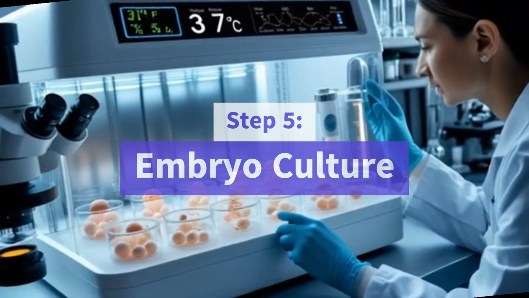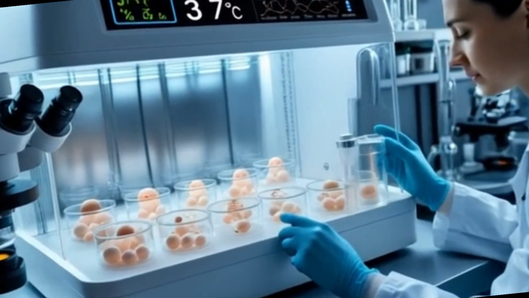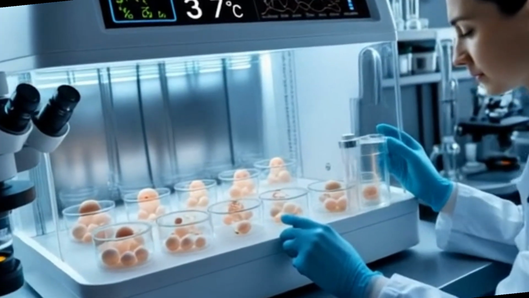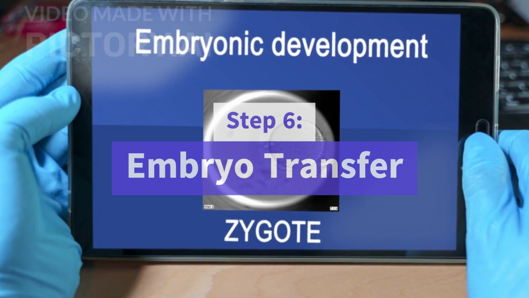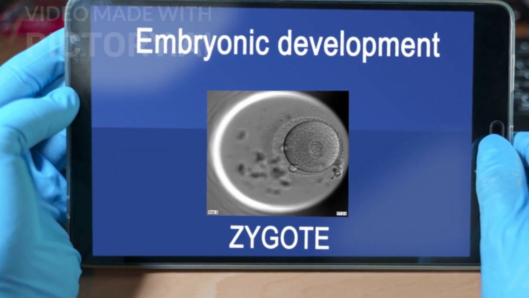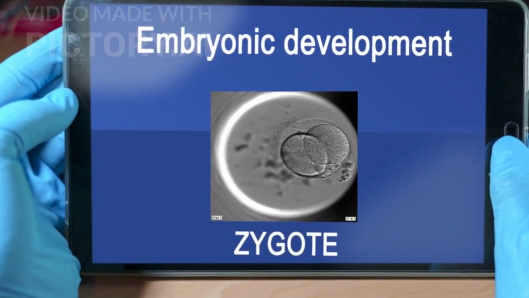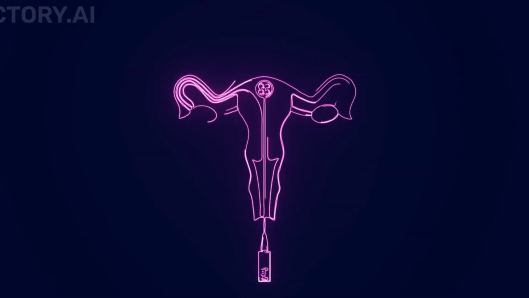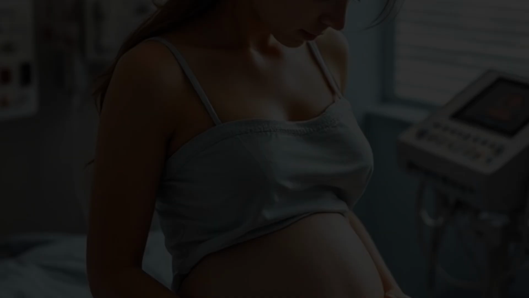5. Embryo culture. The fertilized eggs, now embryos, are kept in an incubator for a few days to develop. 6. Embryo transfer. Finally, one or more healthy embryos are transferred into the woman's uterus. If everything goes well, the embryo implants in the uterus, leading to pregnancy.